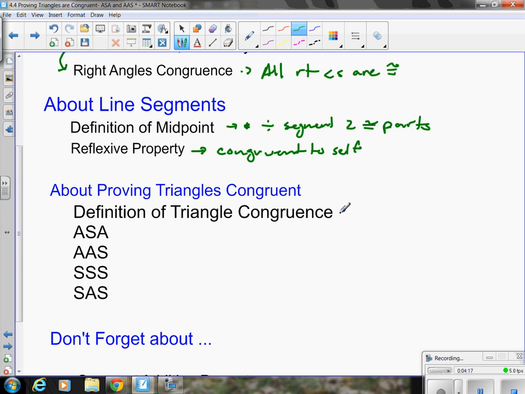Definition of triangle congruence. Remember that required 6 parts congruent to 6 corresponding parts. And these ones were a shortcut. We only needed to show 3 parts. Now, remember, angle, side, angle: the side has to be between the two angles. Angle, angle, side: the side is not between them. All 3 sides, or side, angle, side: the angle between the 2 sides.